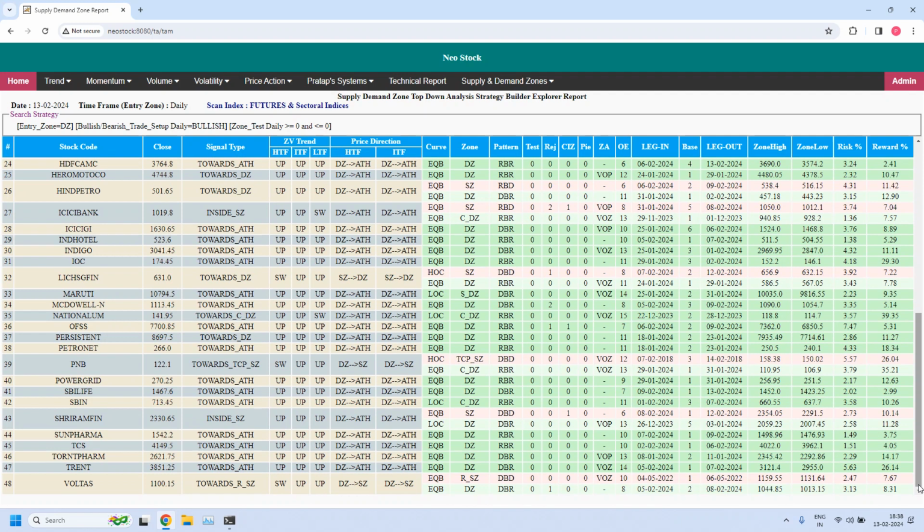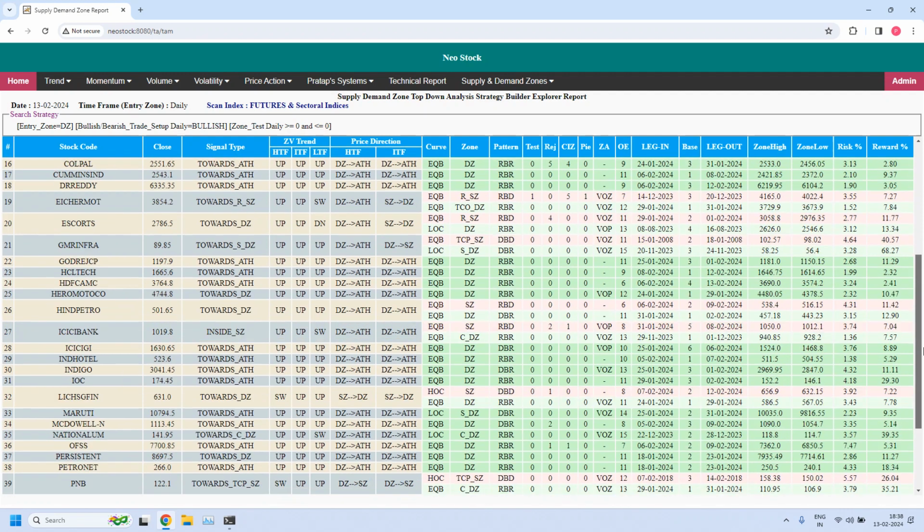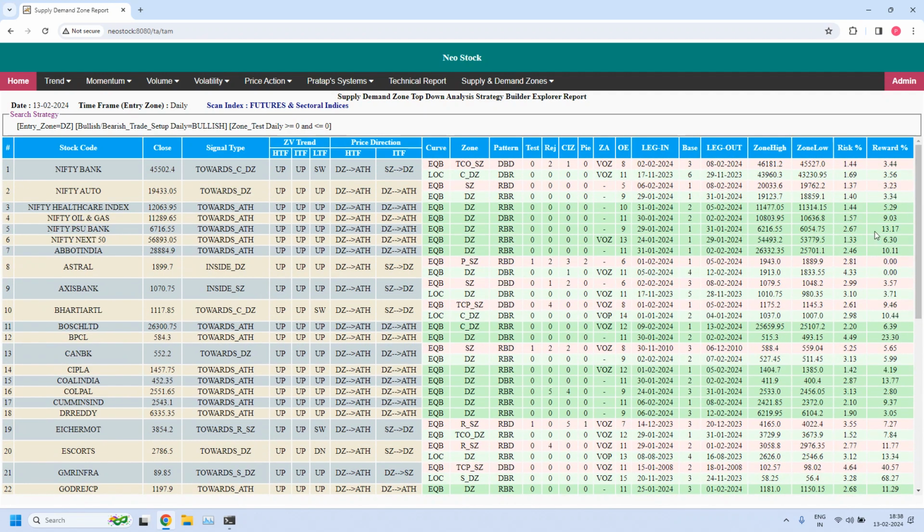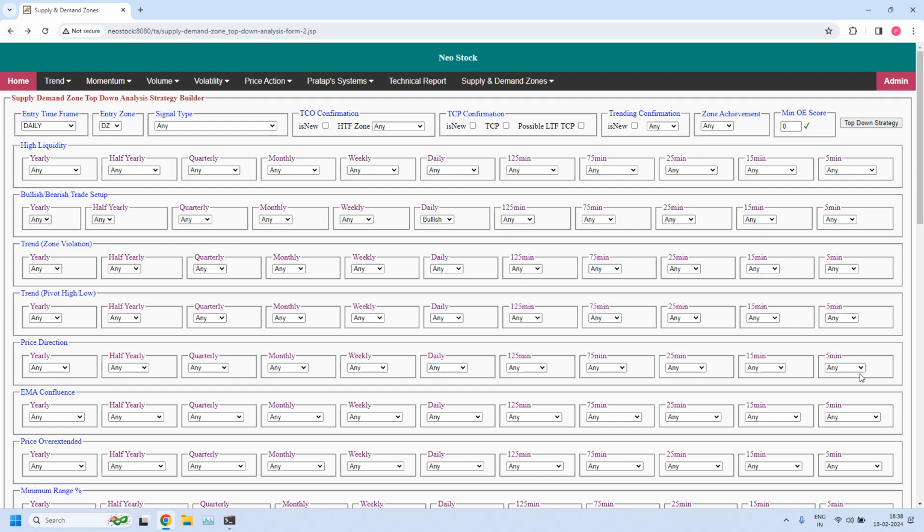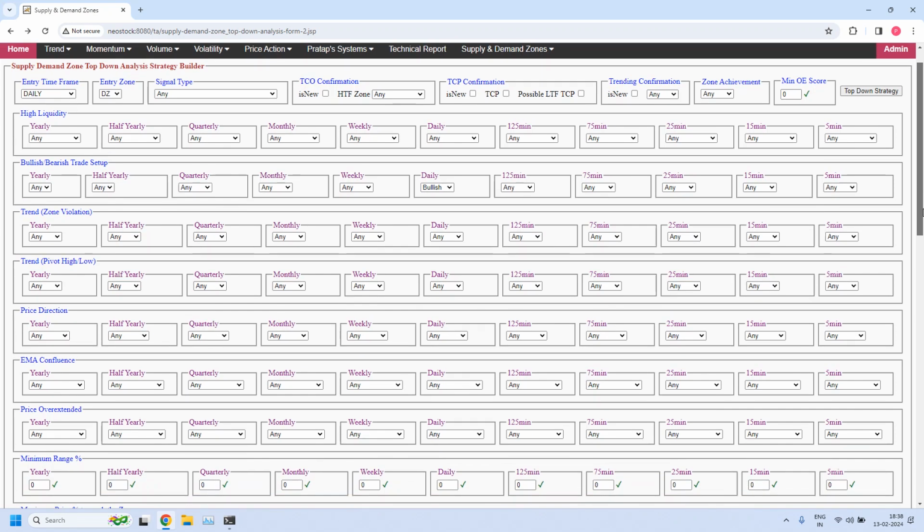Still 48 is a big number for us to do analysis and study. So let us set the next parameter, reward. Let us check, at least we should have a minimum 5% reward between demand zone and supply zone. At least 5% reward should be there because it is a monthly income trade, MIT. This is from the daily demand zone to the daily supply zone, a minimum 5% reward.